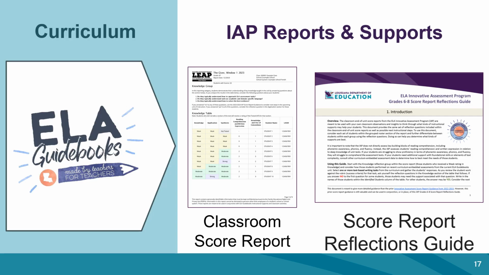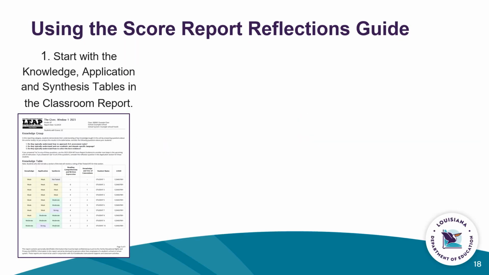This brings us back to the support resource, the IAP Grade 6 to 8 Score Report Reflections Guide. This document is meant to be paired with the classroom report, and specifically the grouped roster section, as well as assessments from curriculum. Drawing on information from both the report and classroom assessments should help provide additional insight into potential instructional next steps. This flowchart illustrates the process of using the Score Report Reflections Guide for the knowledge group.